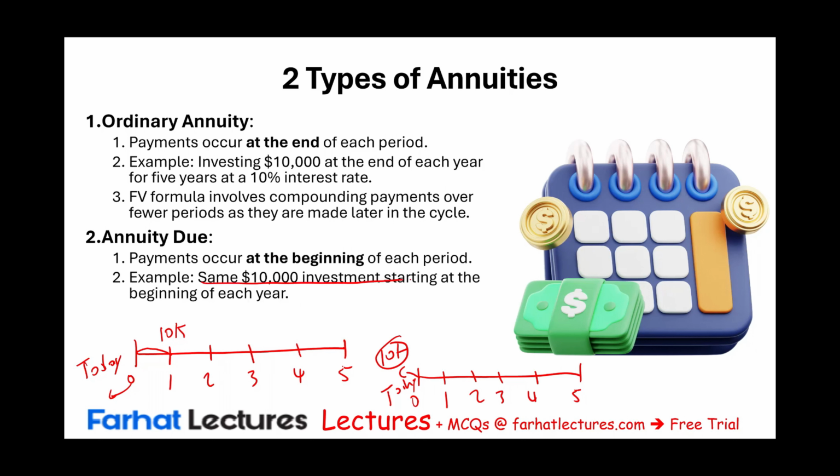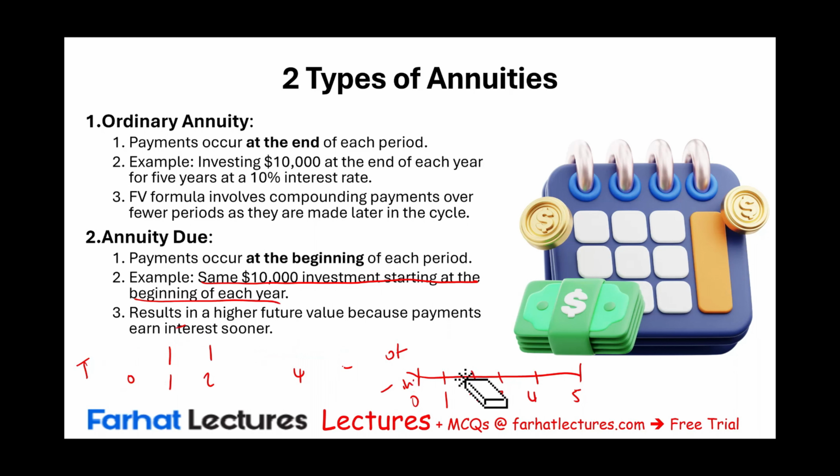For example, the same $10,000 investment starting at the beginning of each period, which is at point 0, results in a higher future value because payments are earning interest sooner. The annuity due will have a higher future value because you started a year earlier.